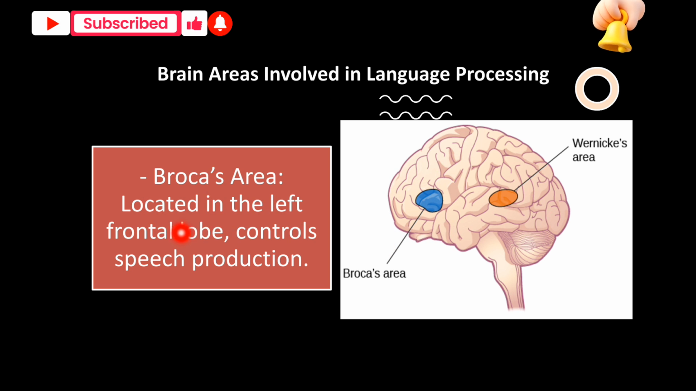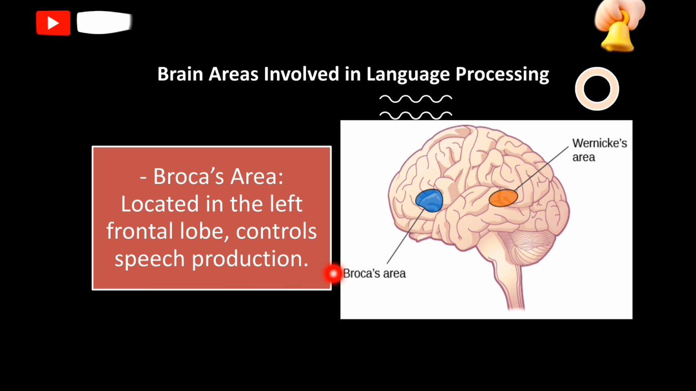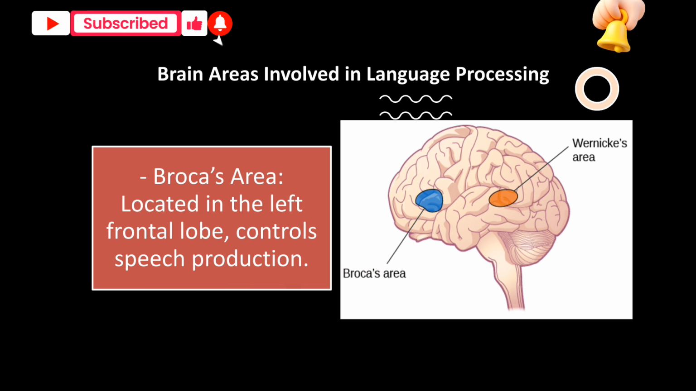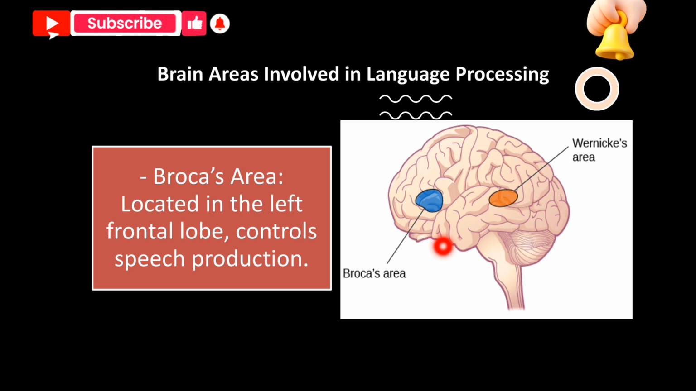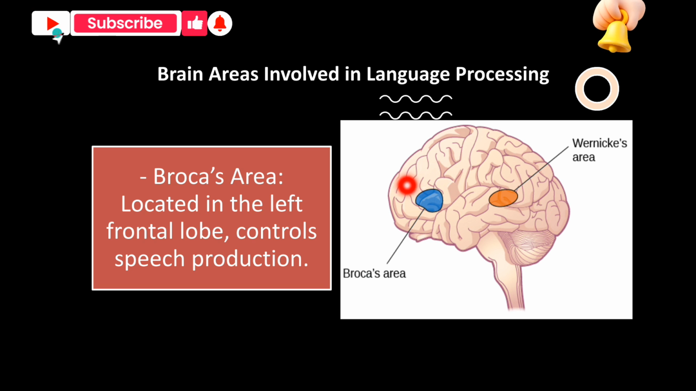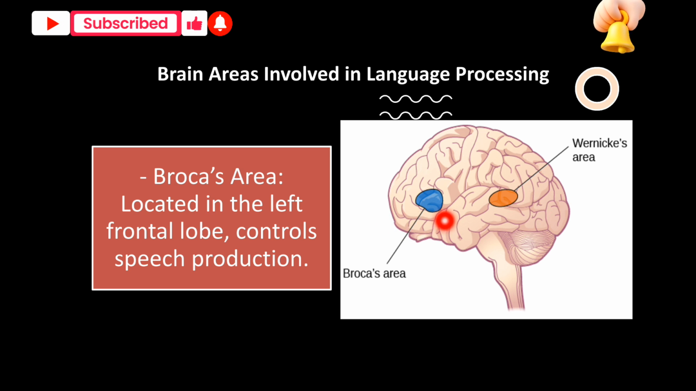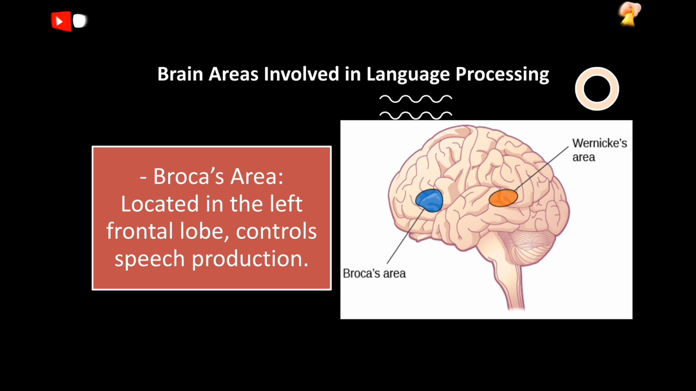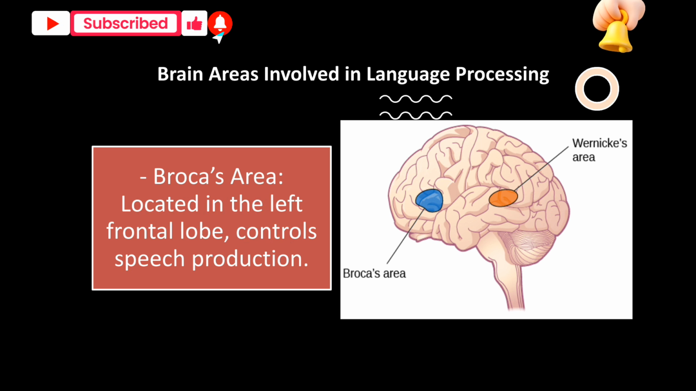So Broca's area is located in the left frontal lobe, and it controls speech production, right? Let me repeat again. If you have a problem in speech production, this part of your brain might be injured due to several reasons, right? It might be due to a stroke, right? It might be due to some other accident, but this part of your brain is injured. That's why you have a problem with speech production, right? So the first part is Broca's area.